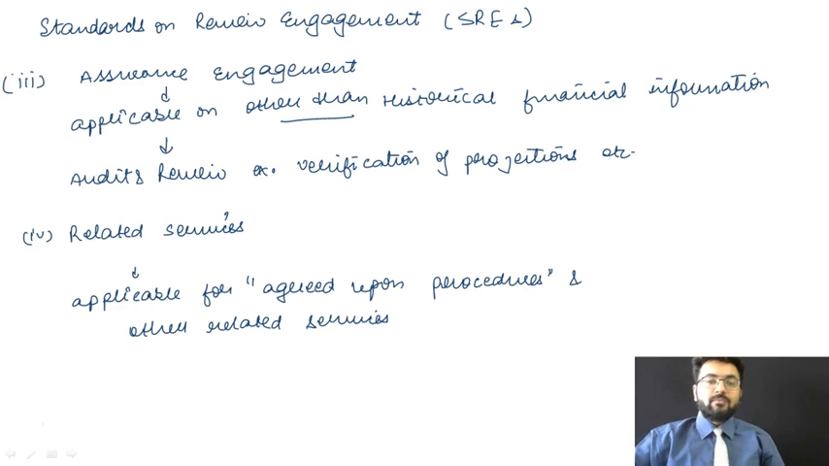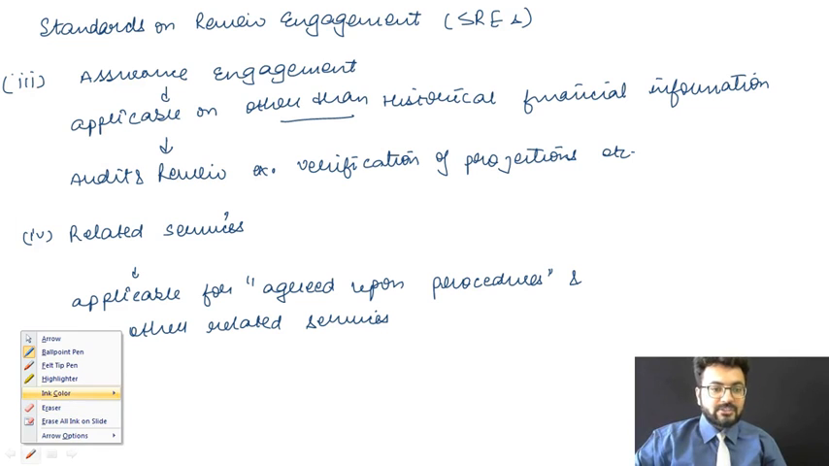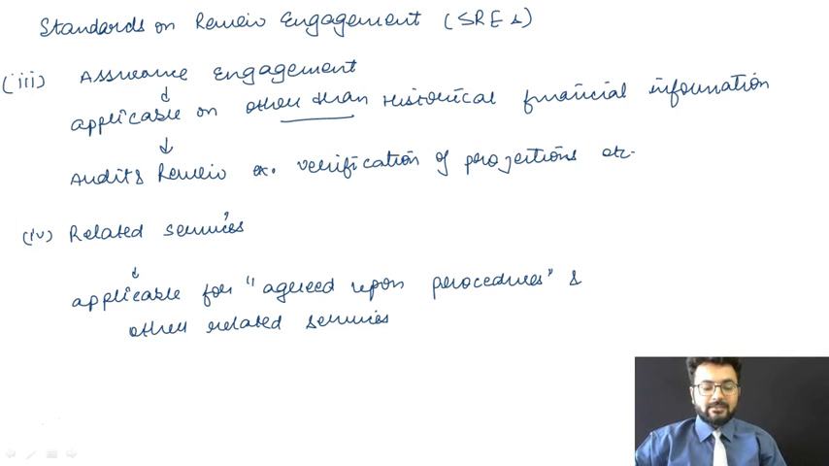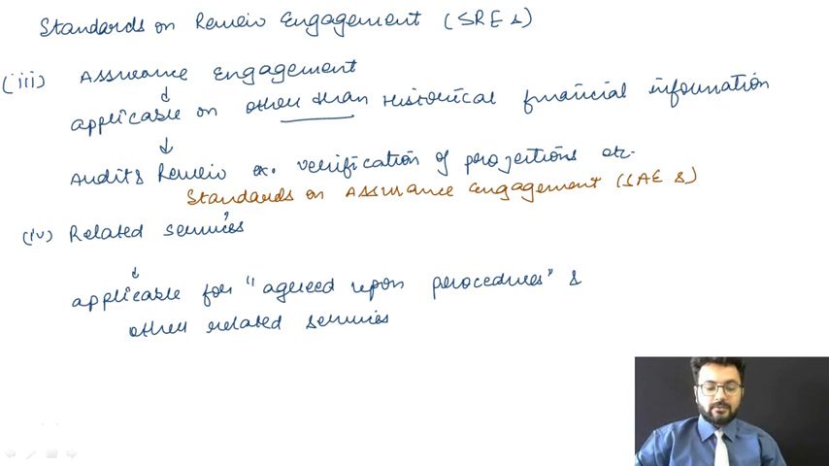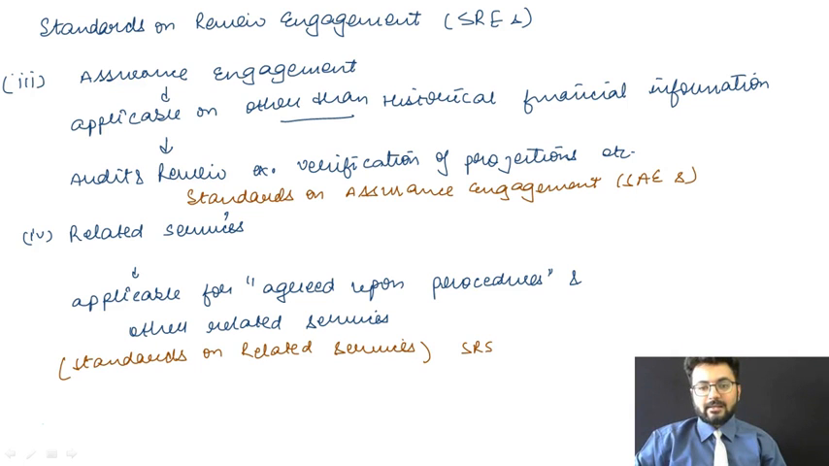Now, when it comes to the third point, there are different kinds of standards which are applicable. The applicable standards are standards on assurance engagement, SAEs. Got it? And after that, when it comes to related services, you will find that there are standards on related services, which is particularly known as SRS. Got it? So for everything, you will find that there are some standards.